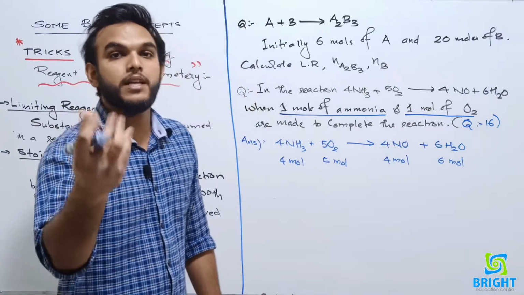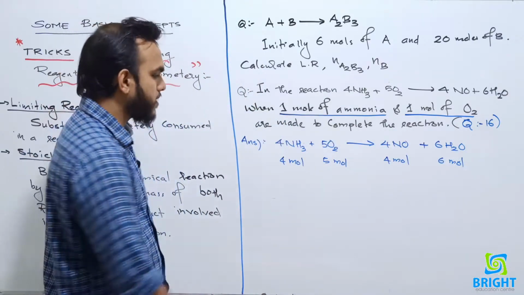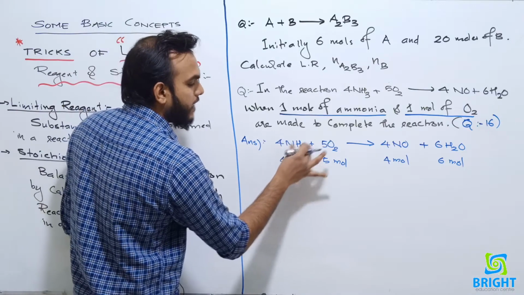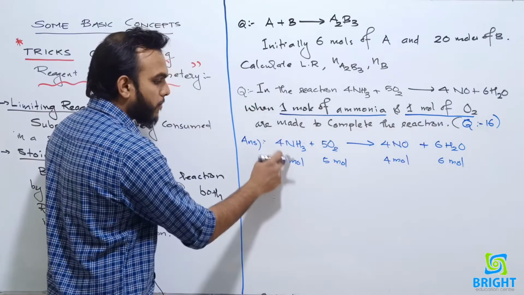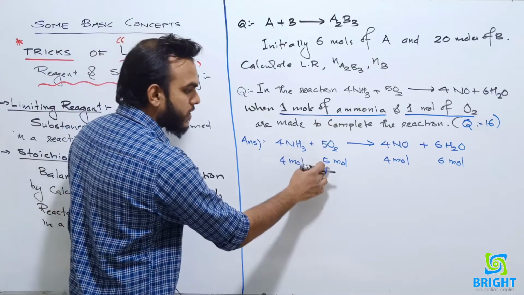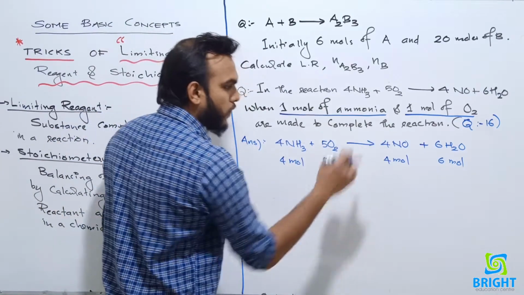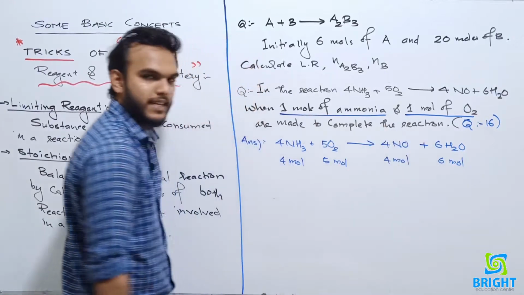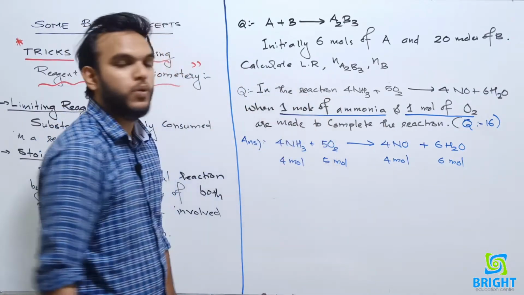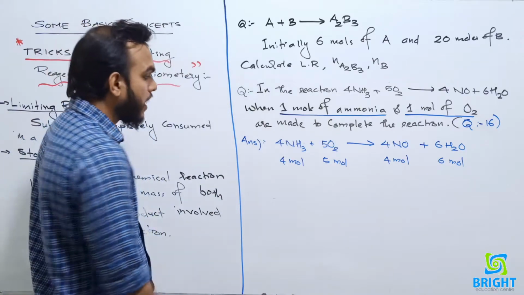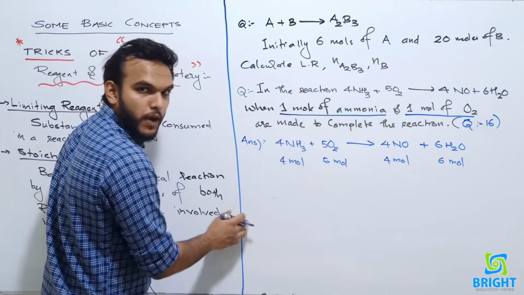So I am giving the method of how to do this problem. For example, the reaction given is 4NH3 plus 5O2 gives 4NO plus 6H2O. Here the number of moles is 4, here the number of moles is 5, here the number of moles is 4 itself, and here the number of moles is 6. We have to find the condition when 1 mole of ammonia takes part in the chemical reaction. Here we have 4 moles of ammonia.